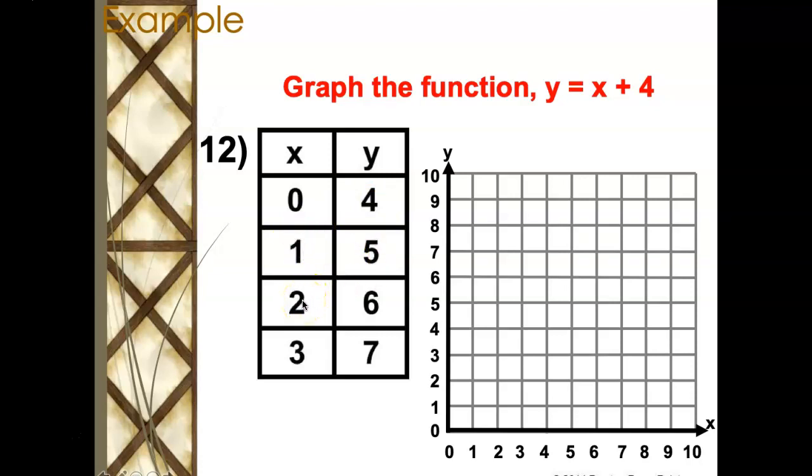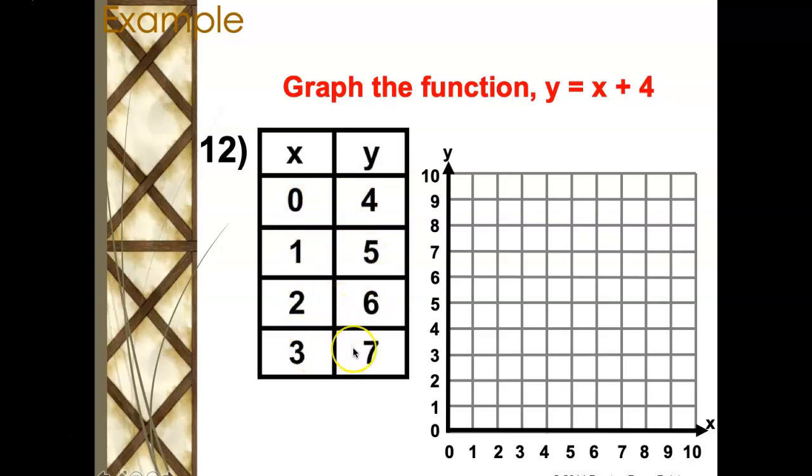Here the value of x is 2. 2 plus 4 is 6. And then here the value of x is 3. 3 plus 4 is 7. Okay, now we have a total of 4 points. The first ordered pair is 0 and a 4. The second one is 1 and a 5. The third is 2 and a 6.